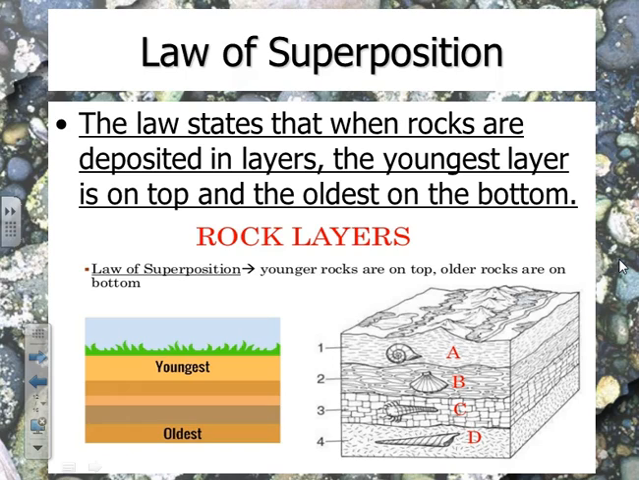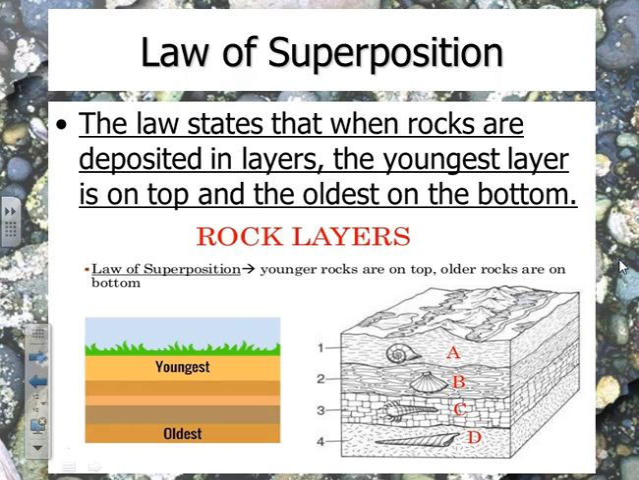Okay, let's go ahead and talk about the law of superposition. Today we are going to discuss how this law relates to geology and rocks. But as we're discussing the law of superposition, I want you to think about where it is used in other areas also. Okay, so the law of superposition, as related to geology, states that when rocks are deposited in layers, the youngest layer is on top and the oldest layer is on bottom.